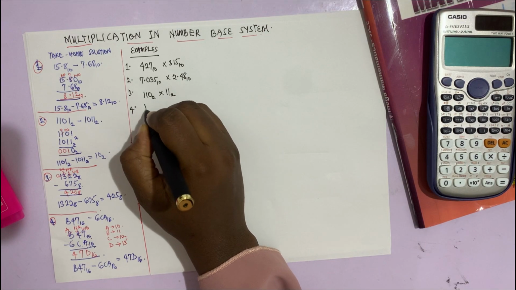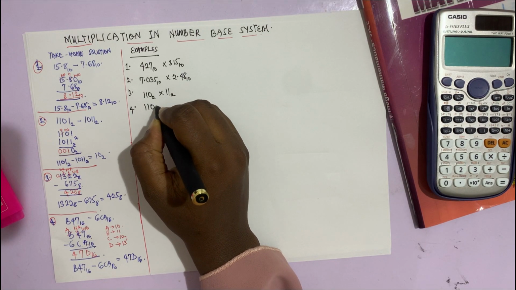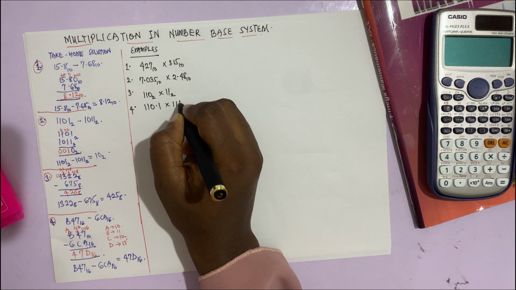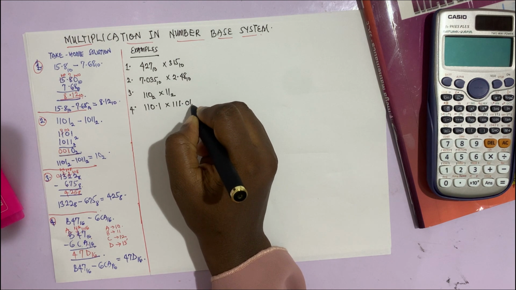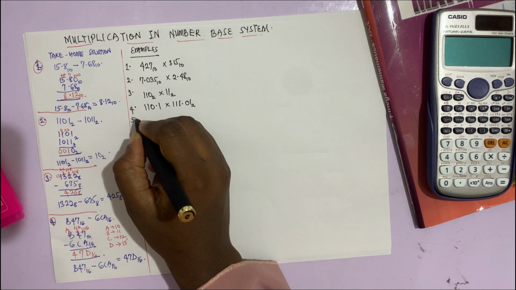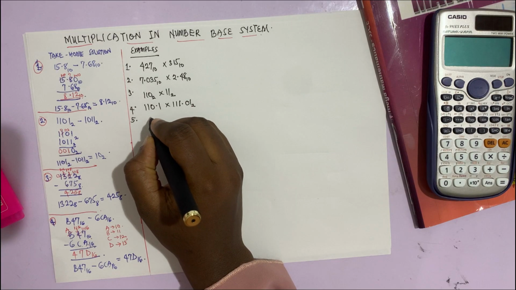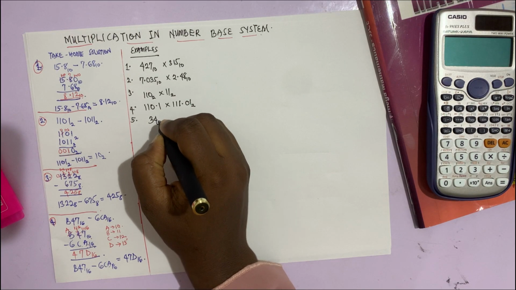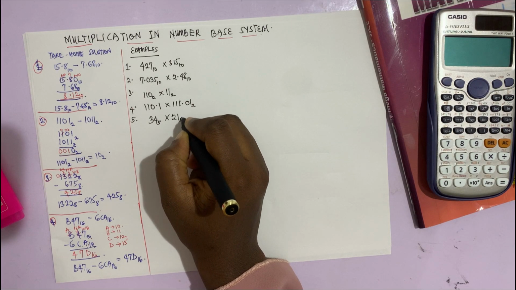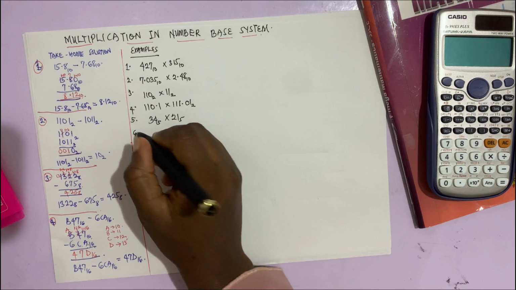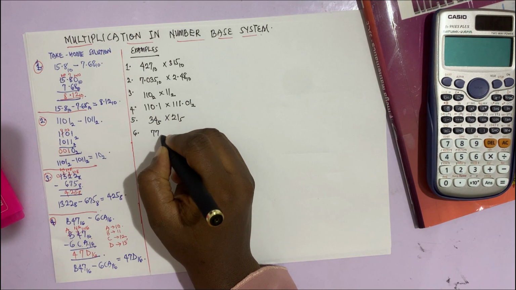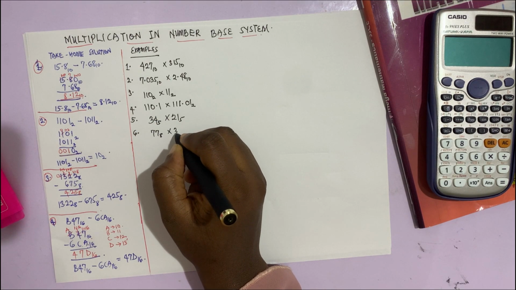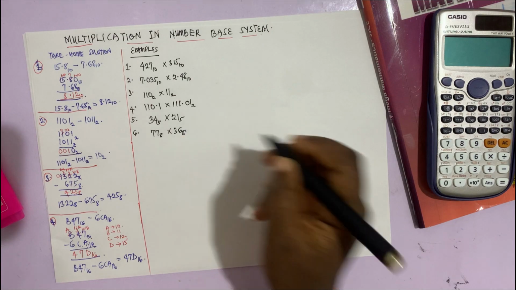Question 4, 110.1 times 111.01 base 2. Question 5, 34 base 5 times 21 base 5. And question 6, 77 base 8 times 36 base 8.